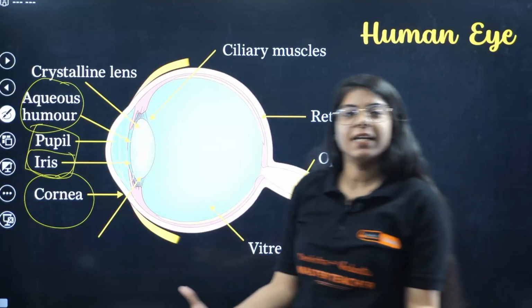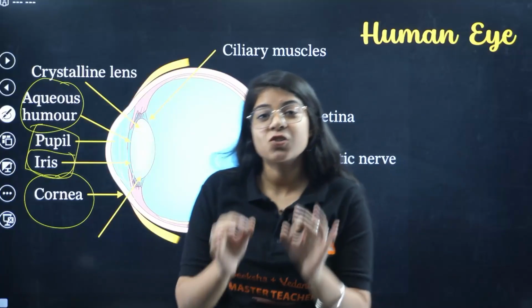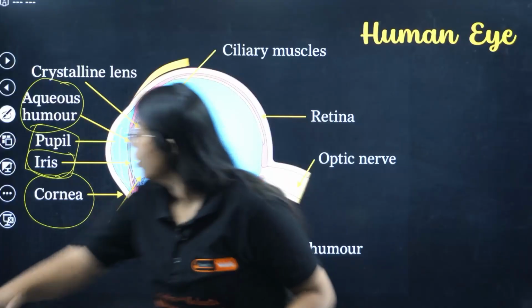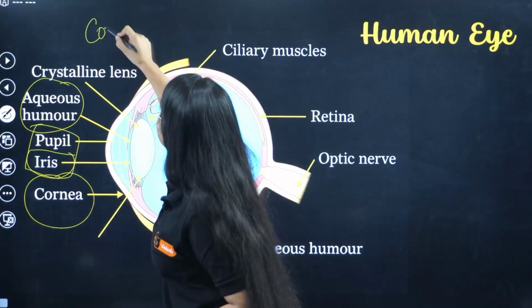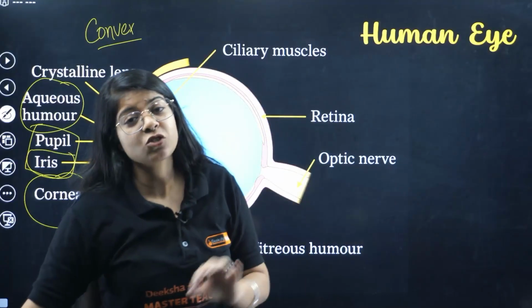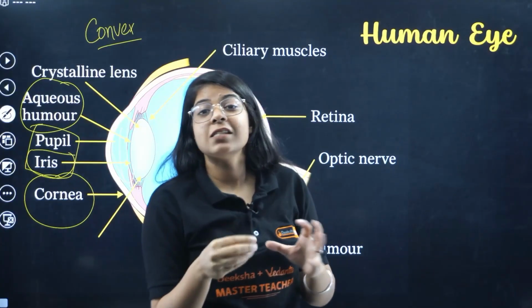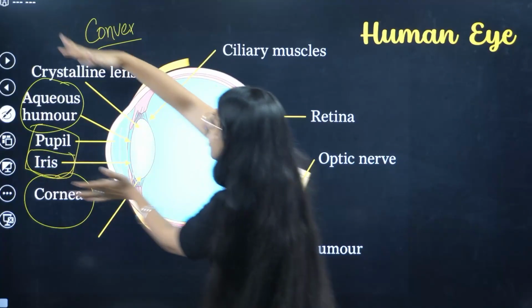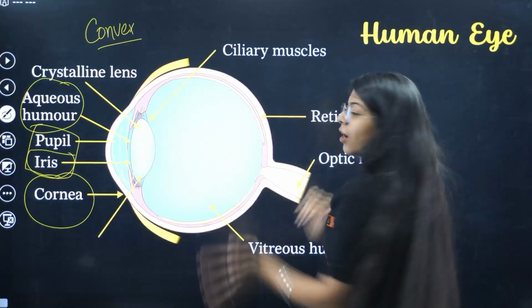Of course, we have a lens in our eye, right? That lens is called the crystalline lens. It is a convex lens. Now, this convex lens, obviously, is a converging lens. So it converges the light rays, all the light rays coming in, onto one point.